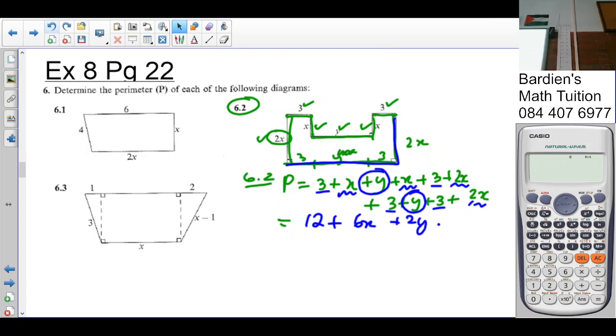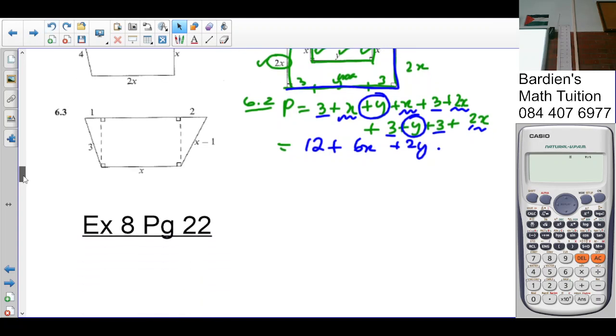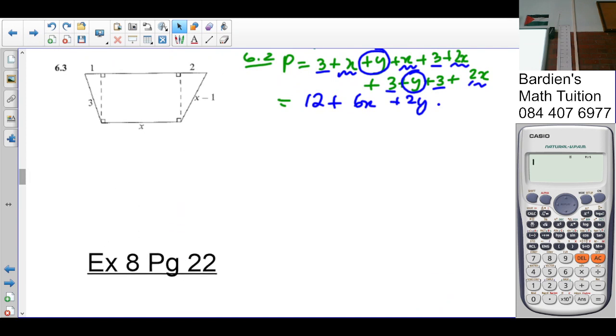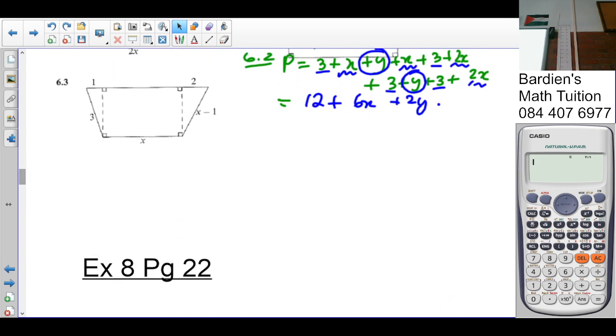And that brings us to the last question, which is 6.3. It's almost coming to the end of it. 6.3.